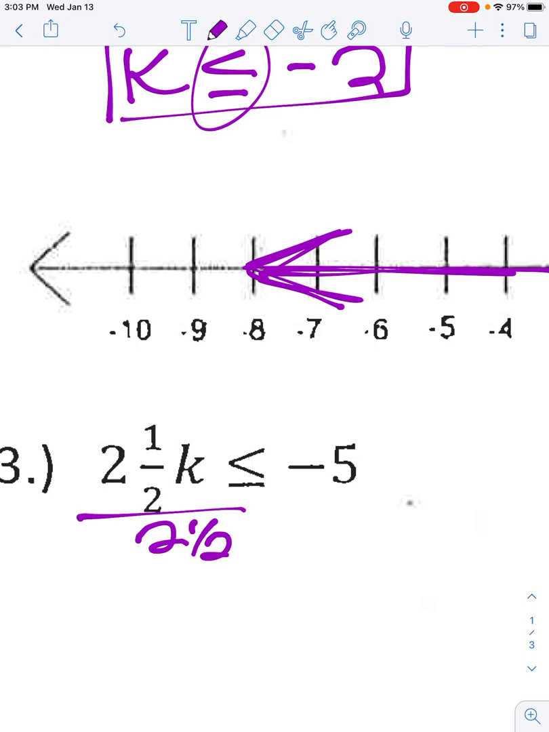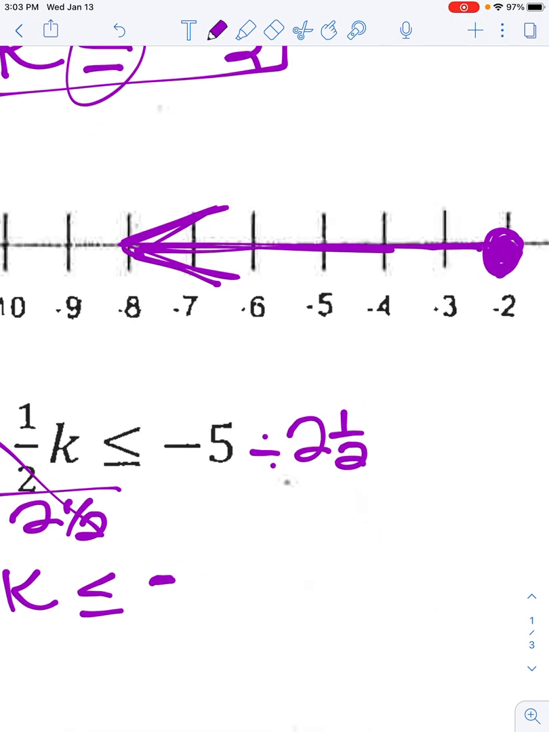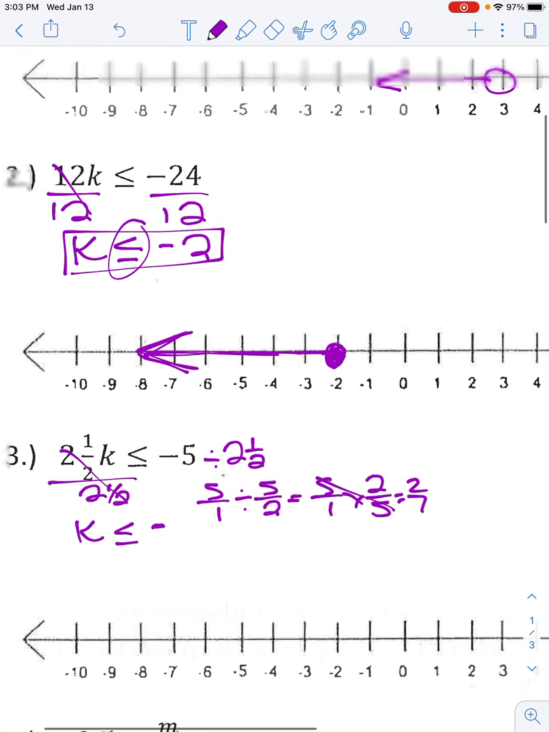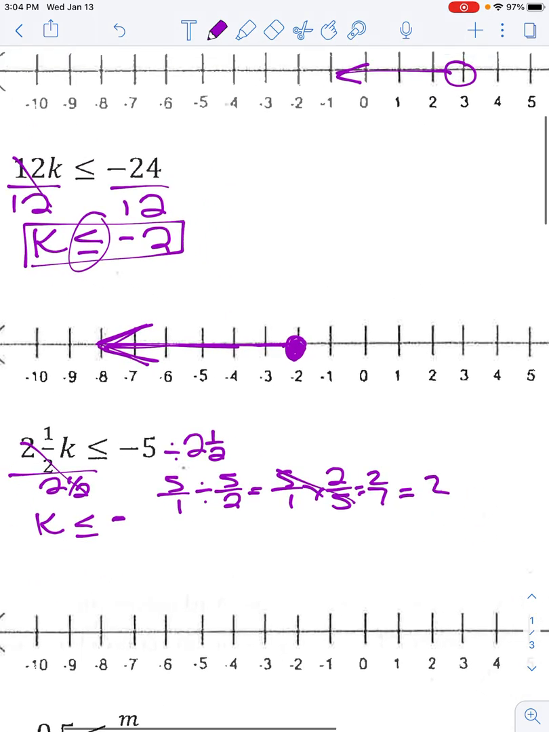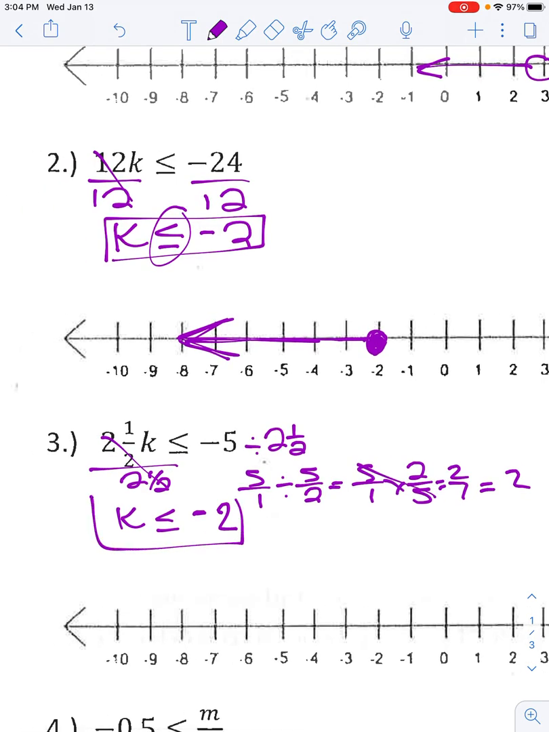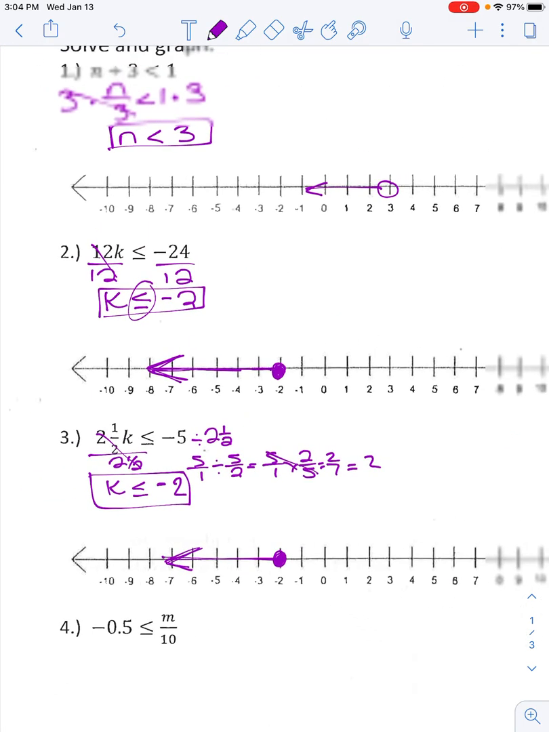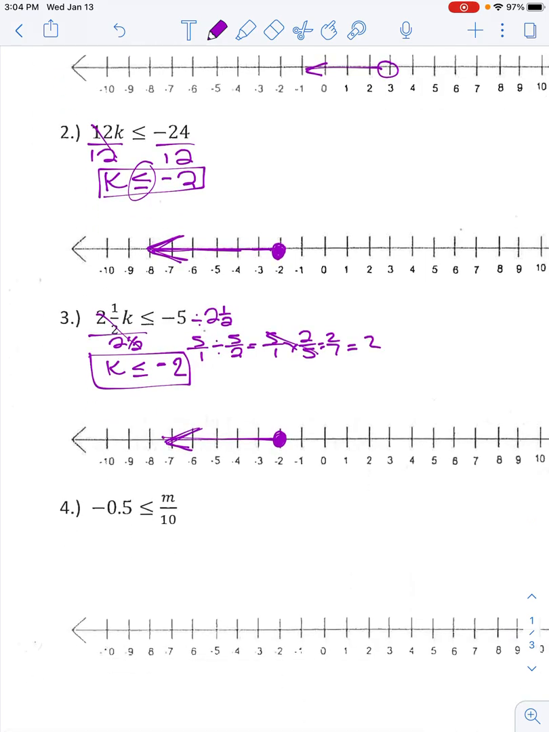Number 3, we're multiplying 2.5 by k, so the inverse would be dividing by 2.5 on both sides to get k by itself. A positive divided by a negative is going to be a negative answer. Remember, you have to change your mixed numbers into improper fractions, and then we don't divide fractions. We keep it, switch it, flip it. Okay, so we get 2 over 1, which is 2. So I have a negative 2, less than or equal to negative 2, so that's going to be a closed circle. And again, it's pointing to the left.